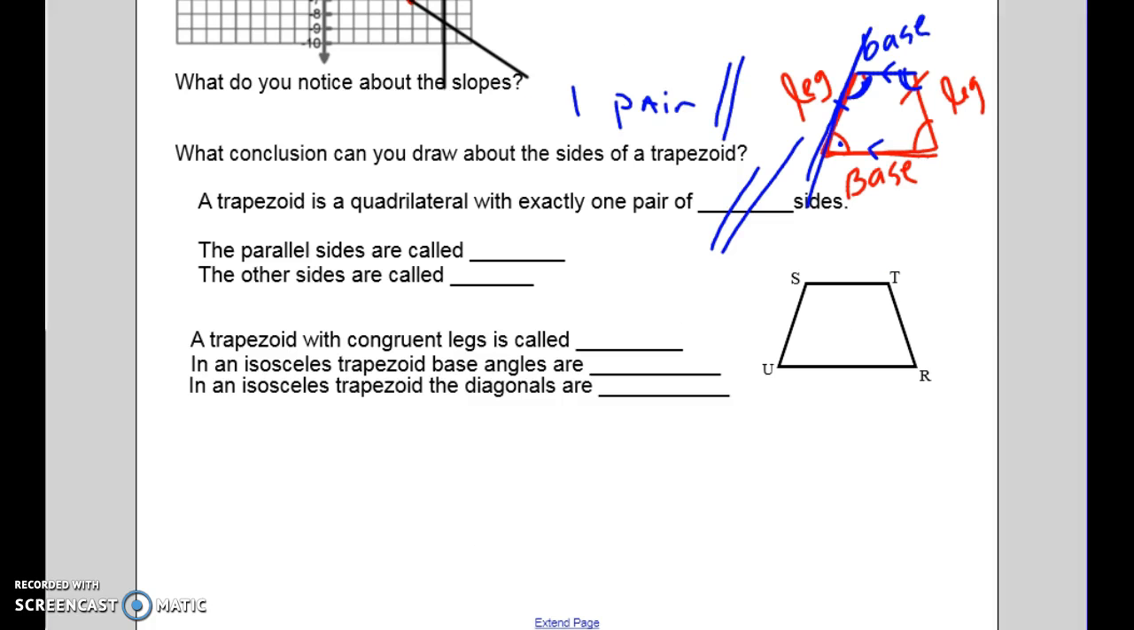So the parallel sides are called what? Bases, very good. And the other sides are called legs, very good. Okay, a trapezoid with congruent legs is called isosceles, very good. And in an isosceles trapezoid, base angles are congruent, very good. And in an isosceles trapezoid, what do you think the diagonals are? So we need to figure that out, don't we? They really are congruent. But it has to be an isosceles trapezoid.